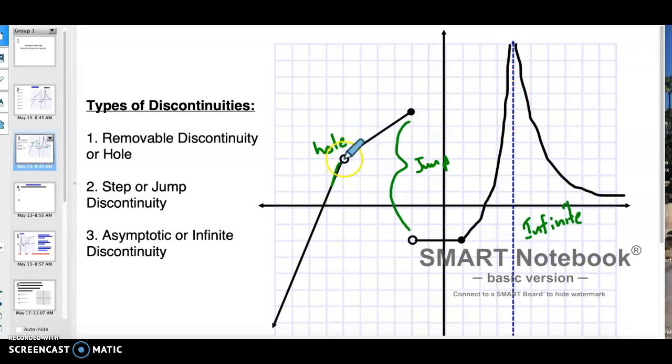So the hole is really the only option that would make the limit exist, but all of these make the graph not continuous. So why don't you guys go try your first set of practice problems.